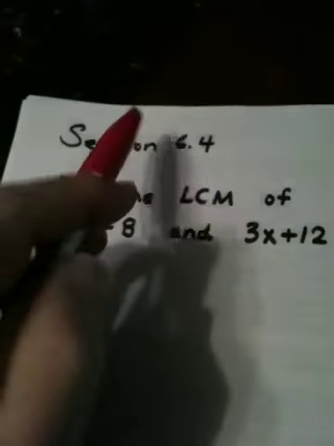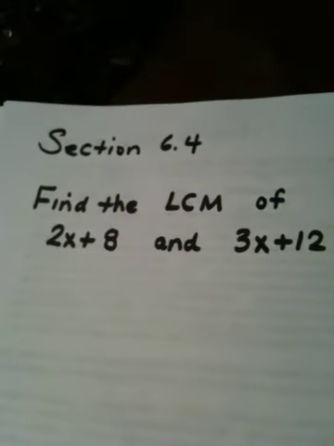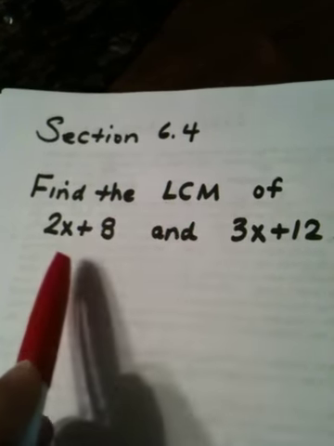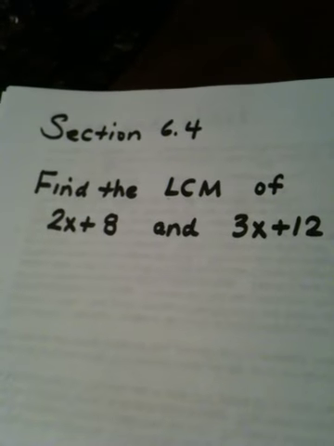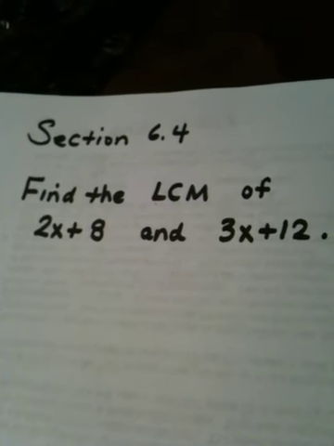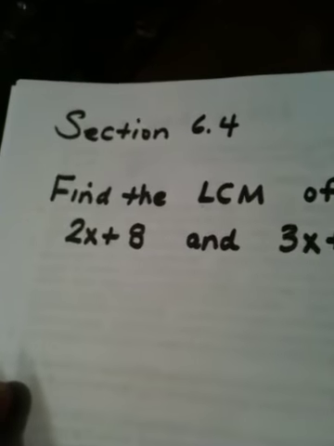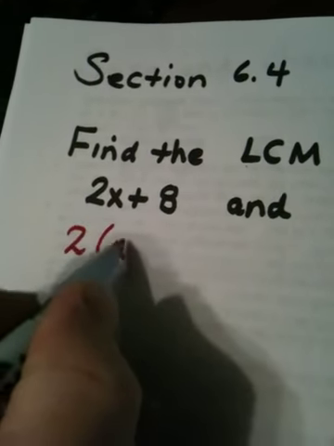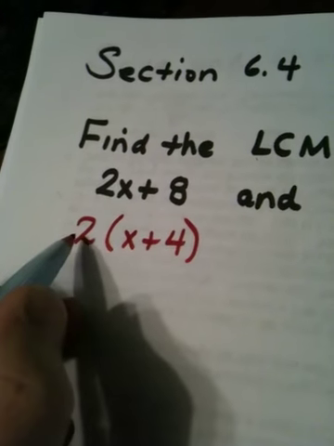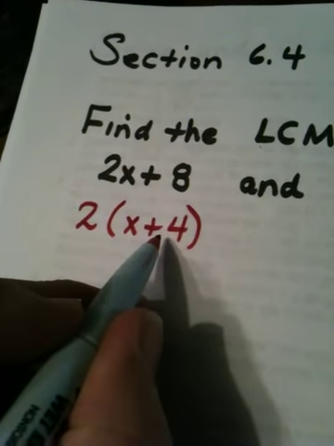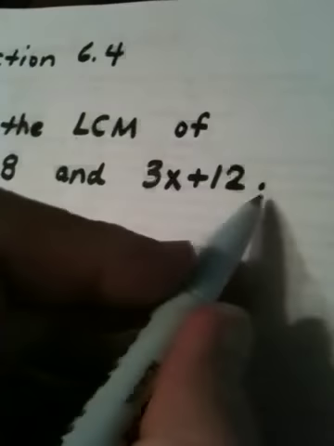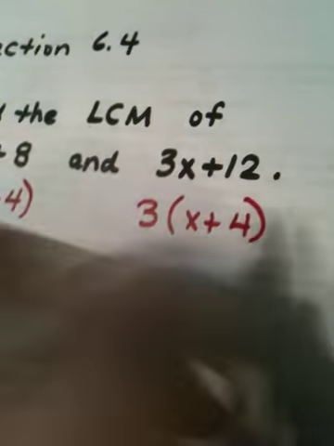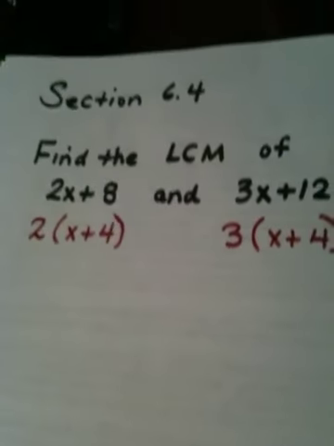One of the first concepts in section 6.4 comes across in this problem where we're asked to find the least common multiple of 2x plus 8 and 3x plus 12. Now the correct way to approach this problem is to take the first expression and factor it. So in factored form that would become 2 and the other factor would be 2x plus 4. In factored form this would be 3 and the other factor would be 3x plus 4.